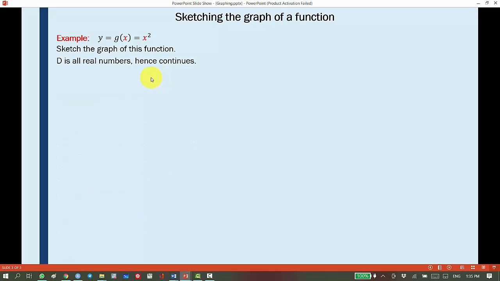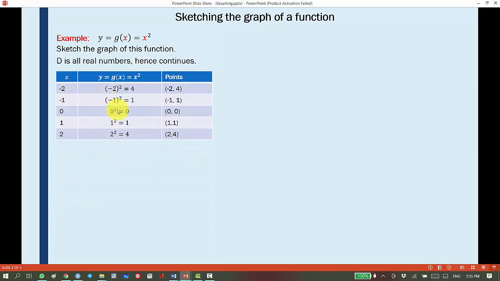We will see later that the domain of this function is all real numbers. Therefore, this function is also continuous. Similar to the first example, we choose some values for x and find the corresponding y values. If x is -2, y is 4. If x is -1, y is 1. If x is 0, y is 0. If x is 1, y is 1. If x is 2, y is 4. As a result, we find 1, 2, 3, 4, and 5 points of the graph.